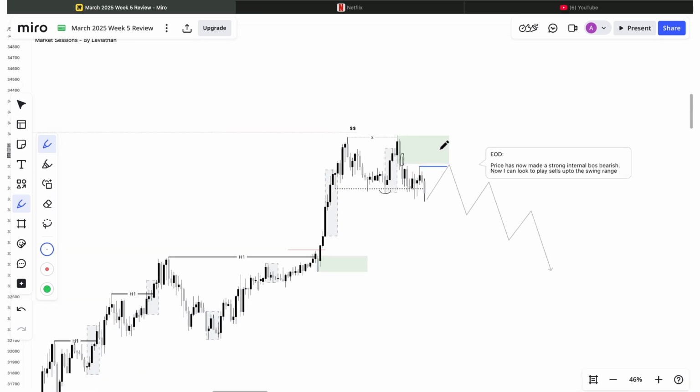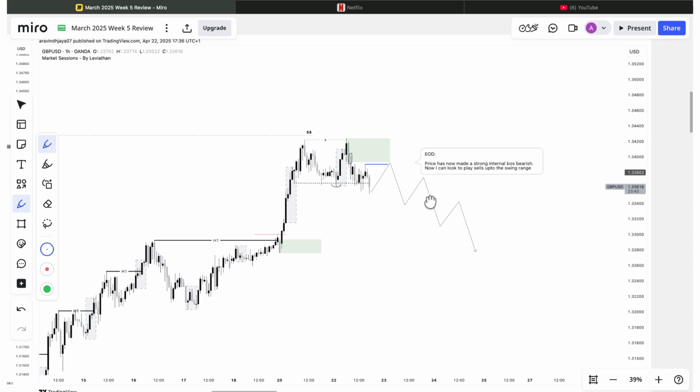So this is the end of the day. Now we have a clear BOS bearish, an internal BOS bearish with a strong high because it swept liquidity and pushed down. So now we can assume this internal structure is going to hold, and this POI is a very good POI because it now has an inducement, and with respect to the internal structure it is in the premium, and with respect to the swing structure also it is in the premium. So I can look for sells till the price reaches this demand zone.